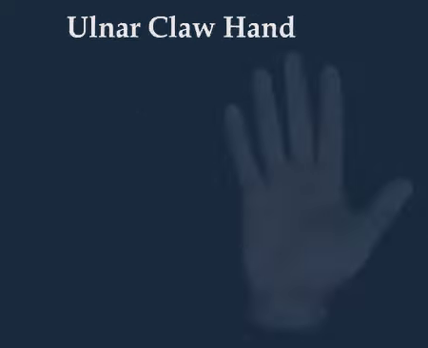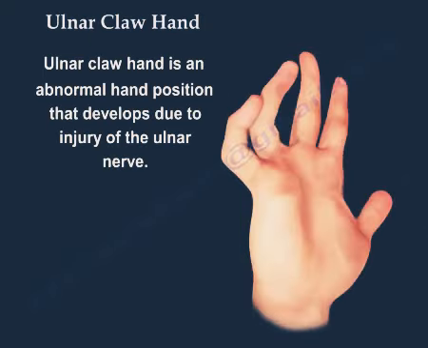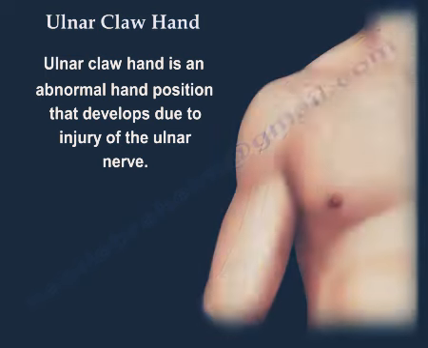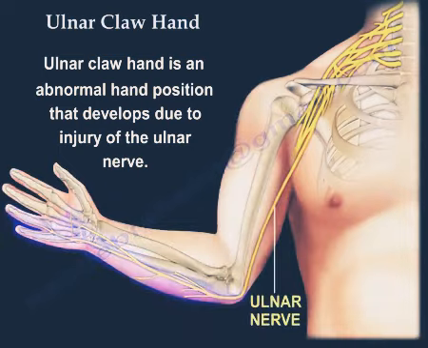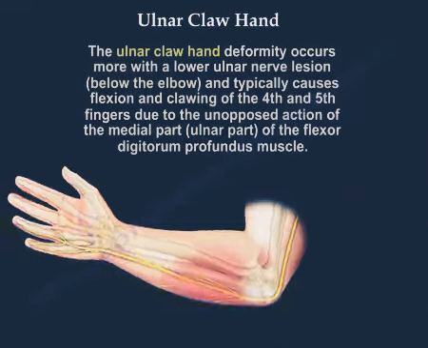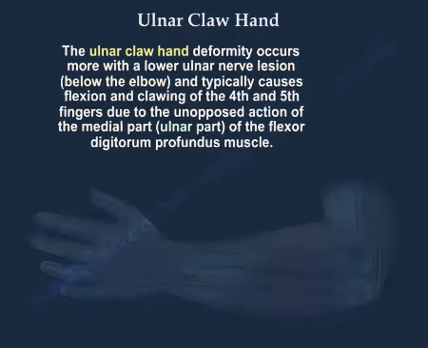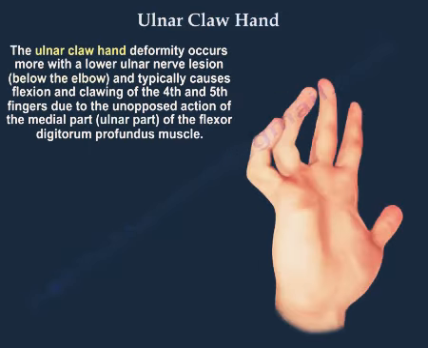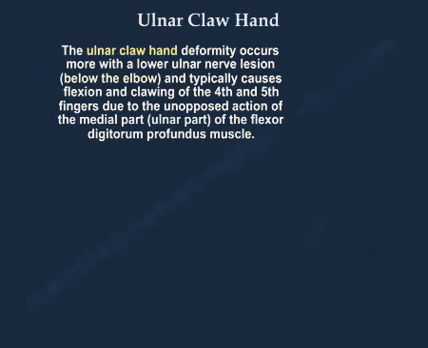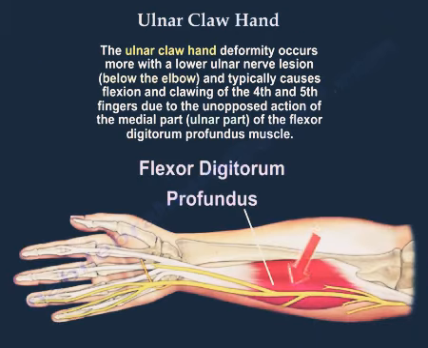Claw hand. It's called ulnar claw hand. Claw hand is an abnormal position that develops due to injury of the ulnar nerve. The claw hand occurs more with a low ulnar nerve lesion and typically causes flexion and clawing of the fourth and fifth fingers due to the unopposed action of the medial or the ulnar part of the flexor digitorum profundus muscle.